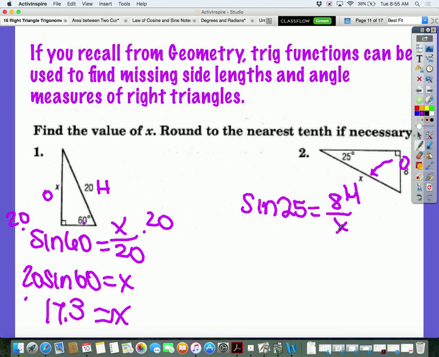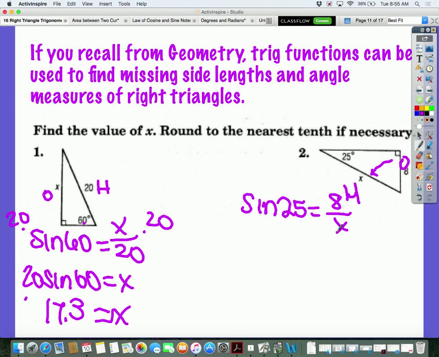Now this is different from the first one. Why is it different? X is on the bottom. So I'm not going to end up multiplying my number and then my sine together. I'm going to end up doing something different. Well, we could use cosine of that other angle, but heaven forbid we rush through it and we end up getting the wrong angle and then we have no chance of getting the problem right.